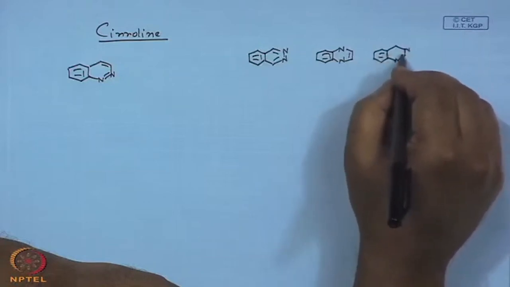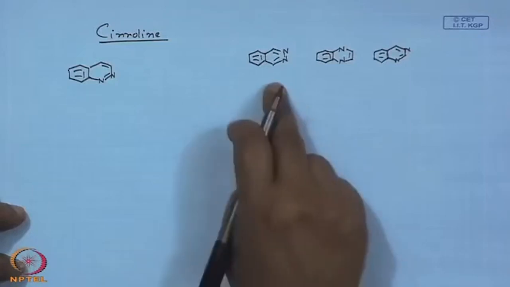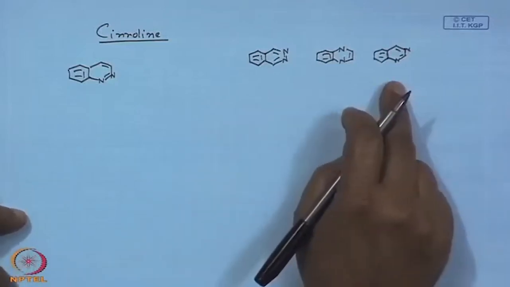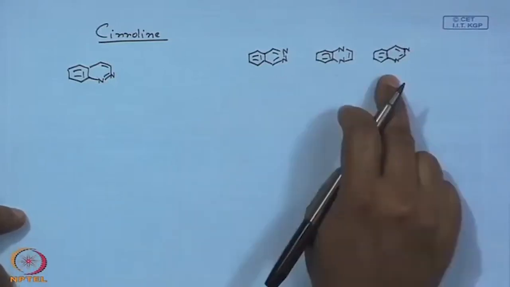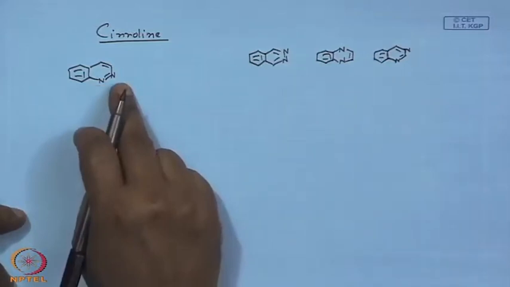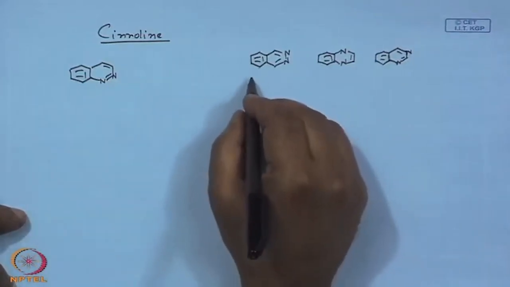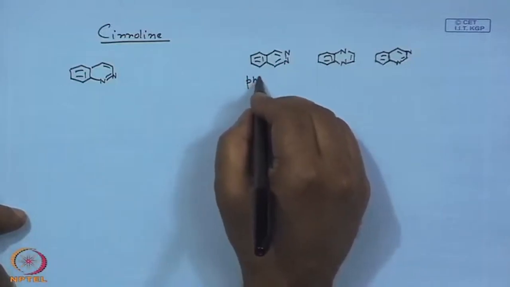So, that means, right, how many of you can recognize these three nuclei by name on the right hand side? Cinnoline, you see, it is 1,2 nitrogen. Okay. Any guess? This is an important nucleus again.